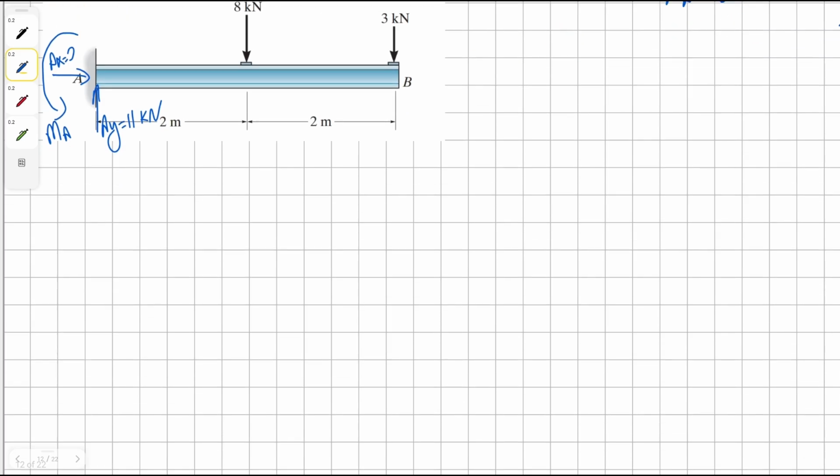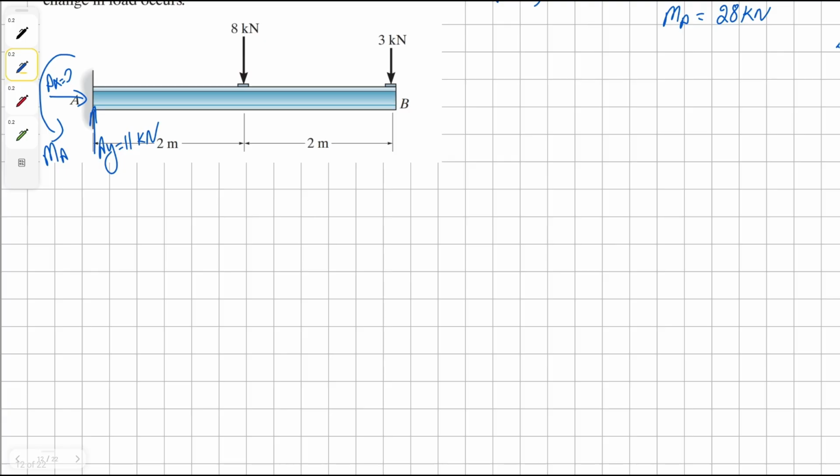Now we can start solving for our shear and moment diagrams. First we're going to start with our shear diagram. At the beginning, we're going to start at 11 kilonewton. And then we have 8 kilonewton downwards at 2 meters. So we're going to go down 8. So 11 take away 8 is 3. So we're going to have 3 here.